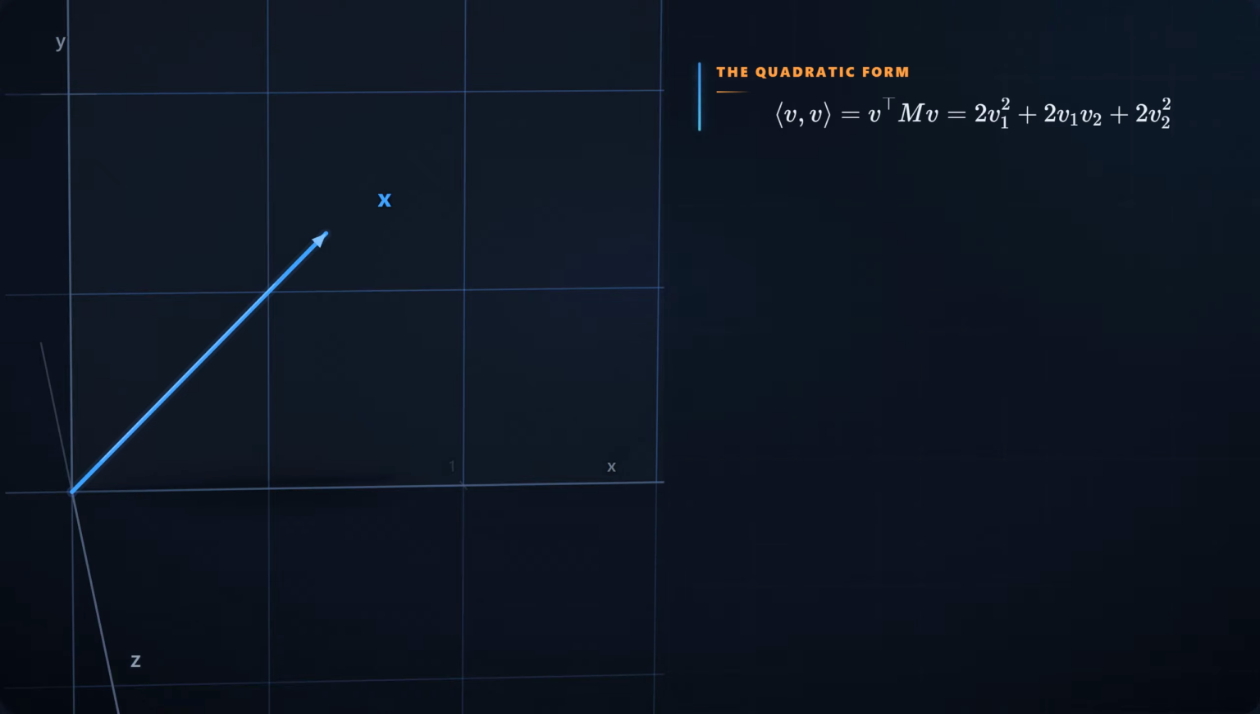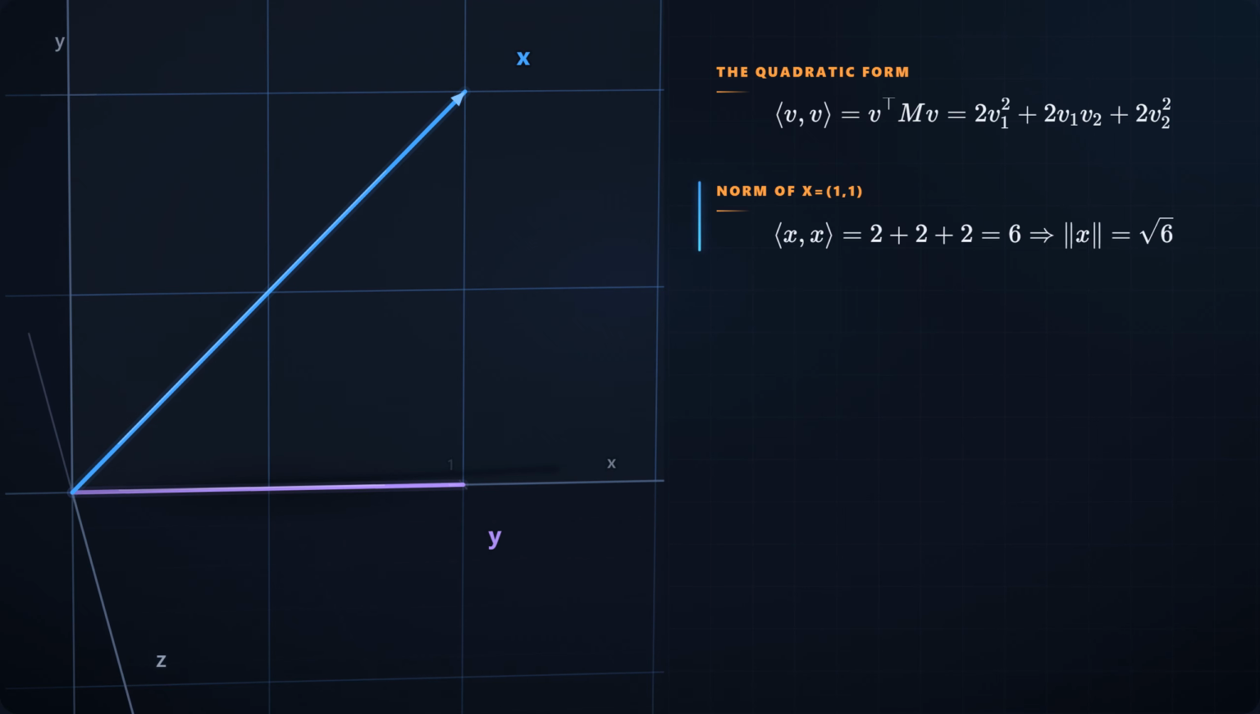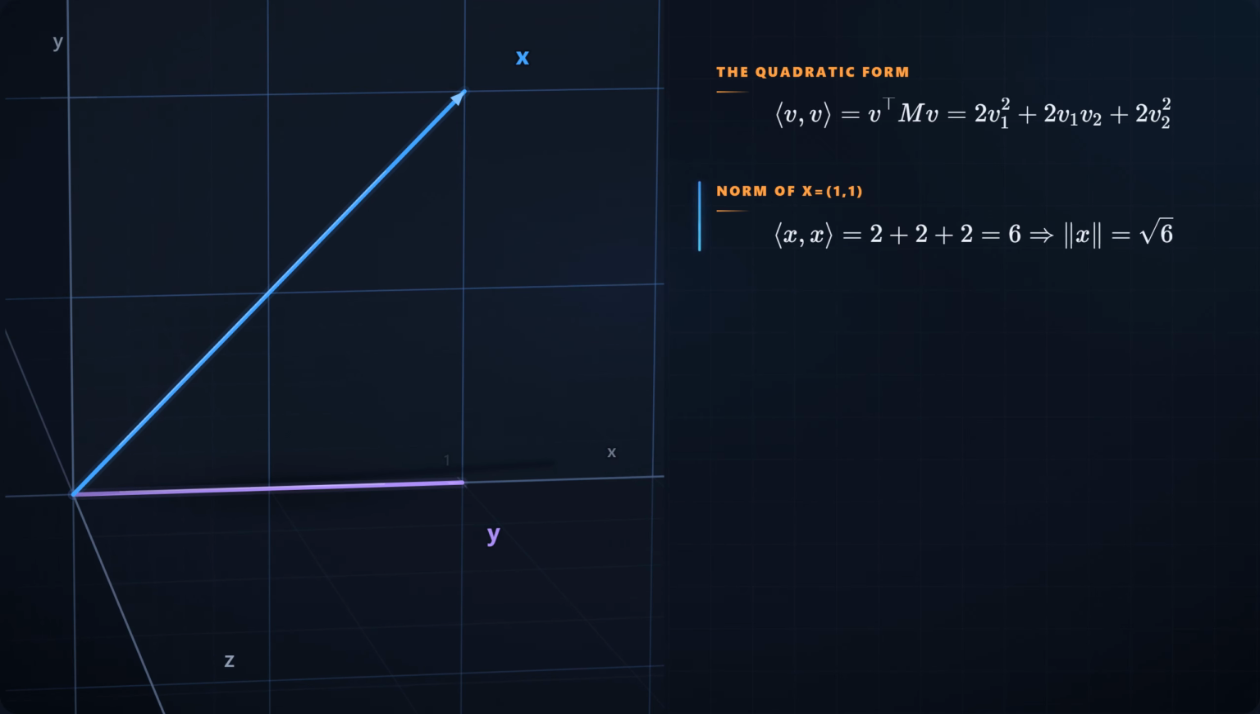First, expand the quadratic form once, so we can reuse it. x transpose M x is 2v1 squared plus 2v1v2 plus 2v2 squared. Norm of x equals (1, 1). Plug in: 2 plus 2 plus 2, 6. So the norm is root 6. Notice the ordinary length would be root 2. The coupling in M makes this vector longer.